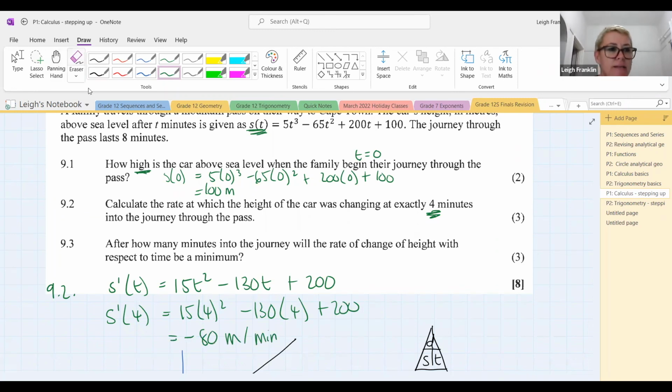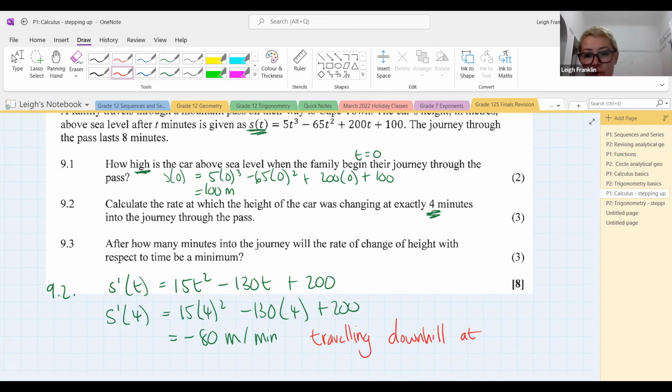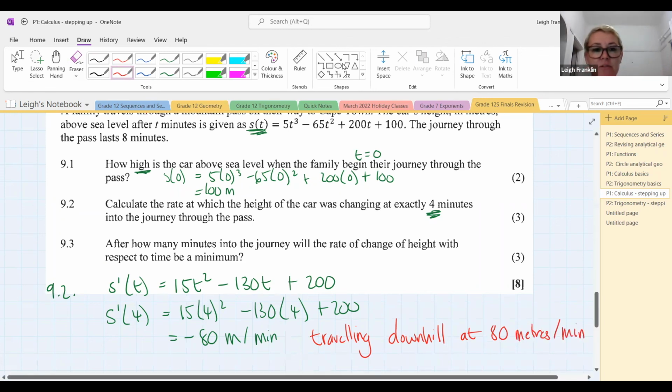What does this mean? Why is it negative? How do we interpret the negative? It means we have to have been traveling downhill, as opposed to traveling uphill, at 80 meters per minute. That's how that is interpreted.